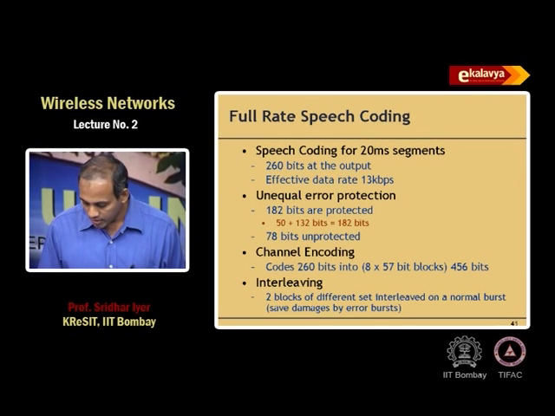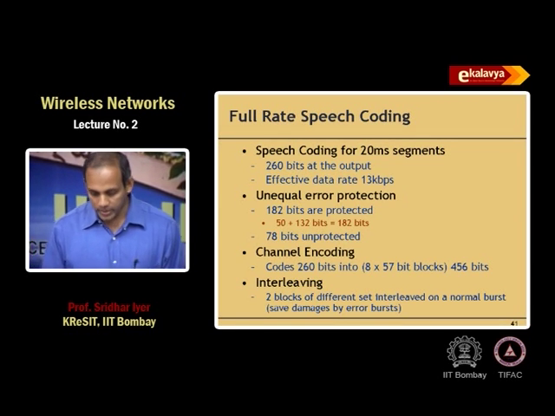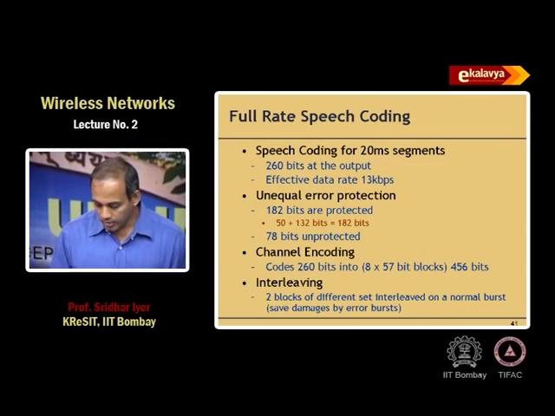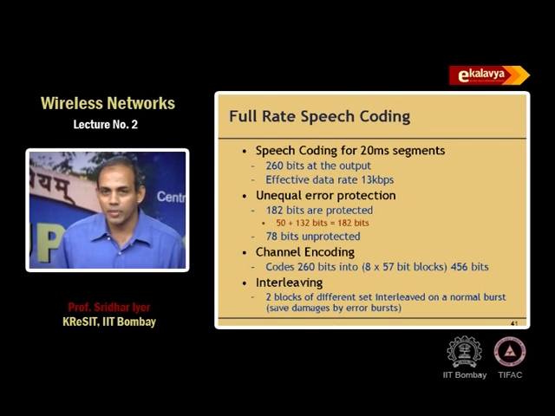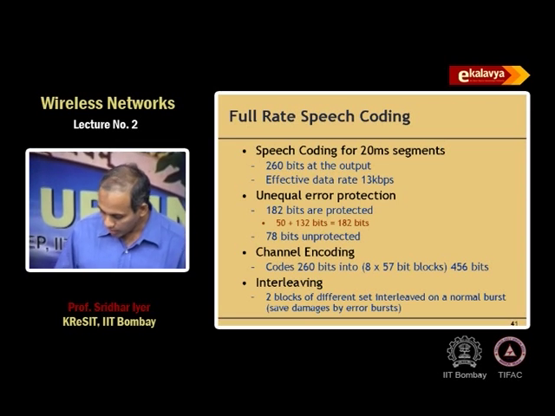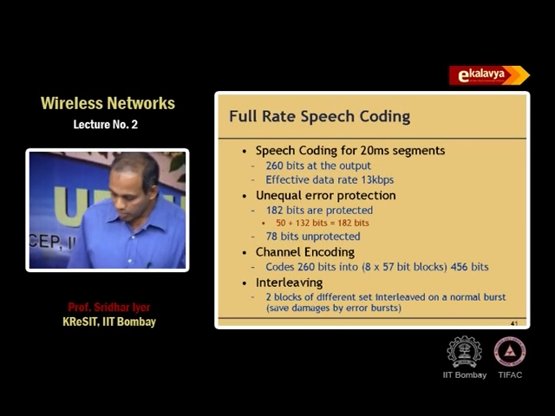In this case, out of these 260 bits, you have 182 bits which are protected. Basically 50 bits are taken and you add 132 bits of protection information to it, because these are the critical 50 bits, to ensure that these bits are not lost under any circumstance. If those bits are lost, then you can't hear at the other end. You can't make out what you are hearing. The other 78 bits which are unprotected only add to the quality of the voice that you are hearing, but they are not essential. So you leave them unprotected. Then the channel codes the 260 bits into 8 into 57 bit blocks of 456 bits.